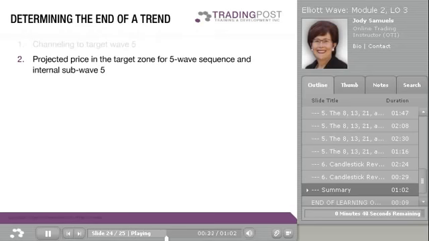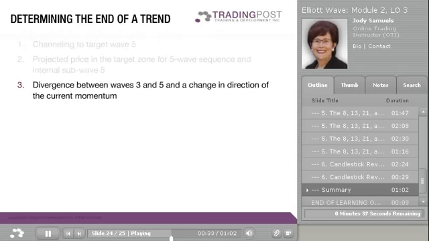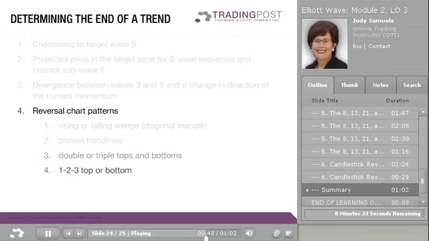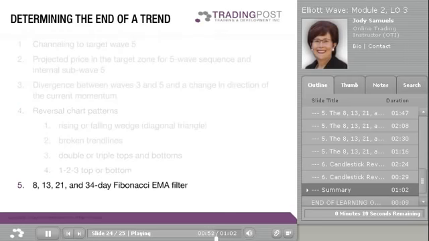3. Divergence between waves 3 and 5 and a change in direction of the current momentum. 4. Reversal chart patterns, including rising or falling wedges, broken trend lines, double tops or triple tops and bottoms, a 1, 2, 3 top or bottom. And 5. The 8, 13, 21, and 34-day Fibonacci EMA filter. And finally, 6. Candlestick reversal patterns.